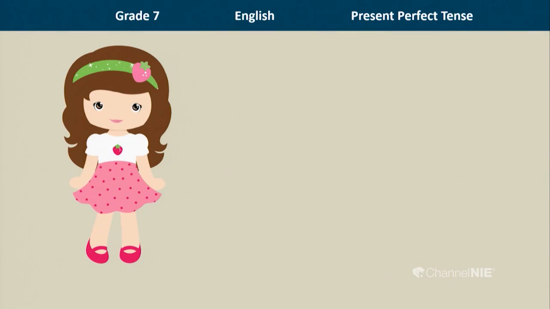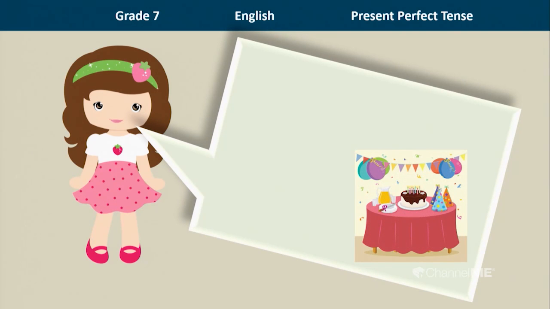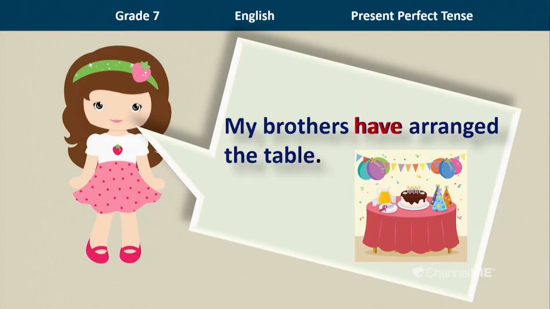Next, there is a table decorated. What is Tenuli telling about that? My brothers have arranged the table. My brothers have arranged the table. What is the subject? The subject is my brothers. I think our children have got it correct. Subject is my brothers. And the verb is have arranged.